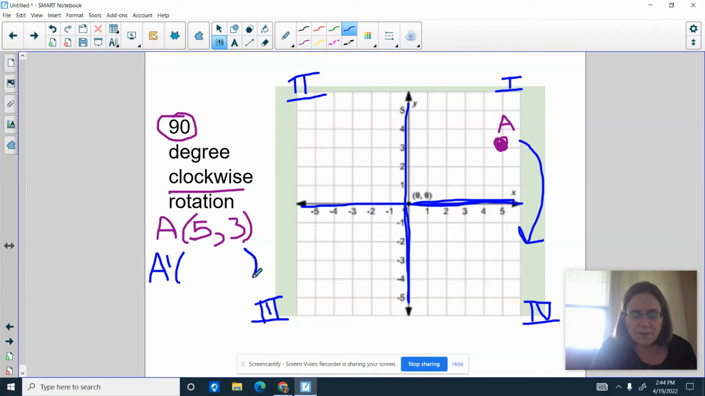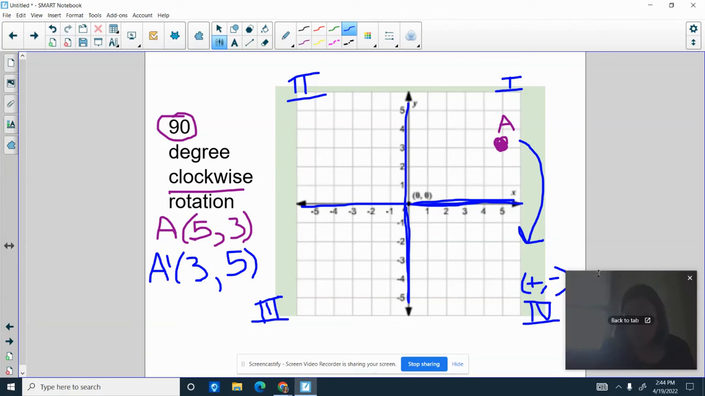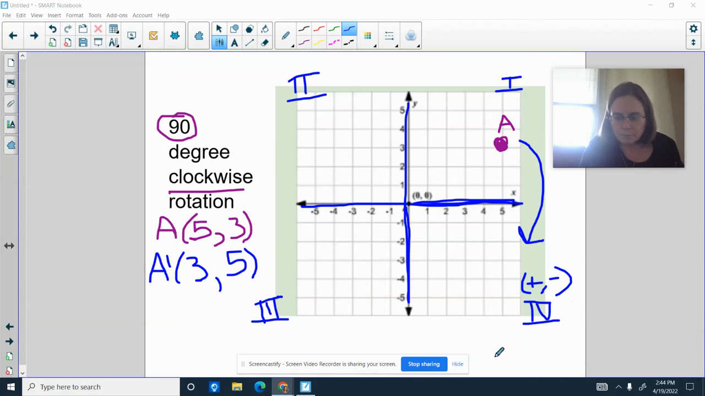It started as 5, 3. I'm just going to write them 3, 5. I'm going to flip-flop them. Now, in this quadrant, the x's are positive and the y's are negative. So I go back to my A prime and I keep the 3 as positive, but I want to make the 5 as negative.